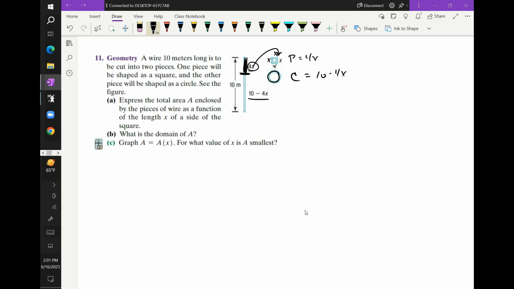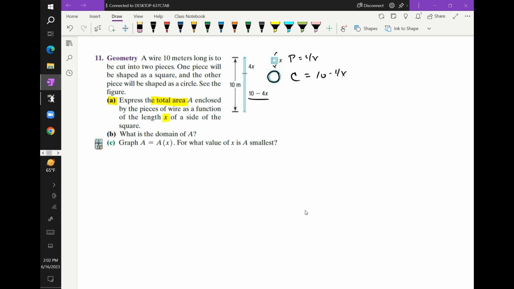Okay? Well, what are we asked to do with this? Now we have a little bit better impression as far as what we have. Letter A in our question asks us then to express the total area enclosed by the pieces of wire as a function of the side length x of the square. Okay, so let's take a look at that a little bit closer.